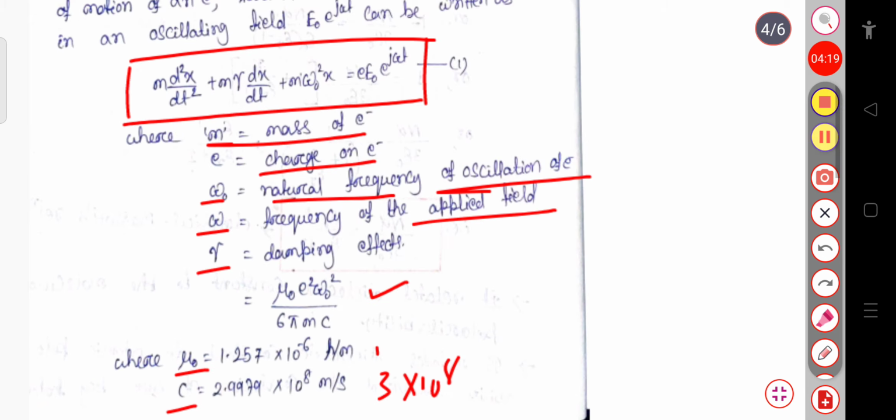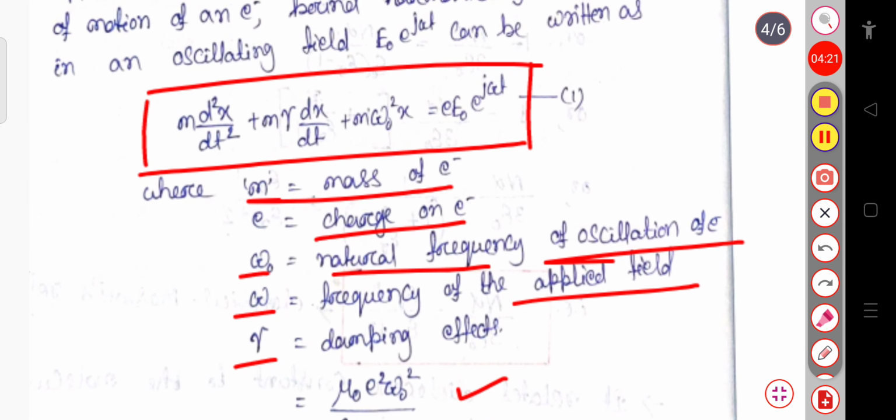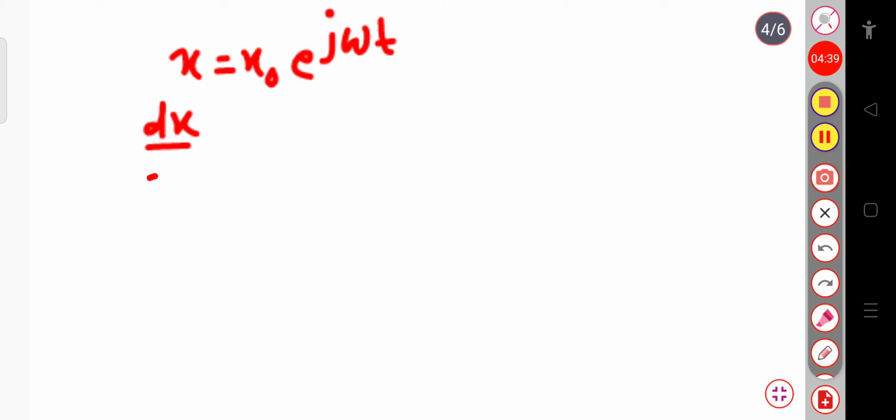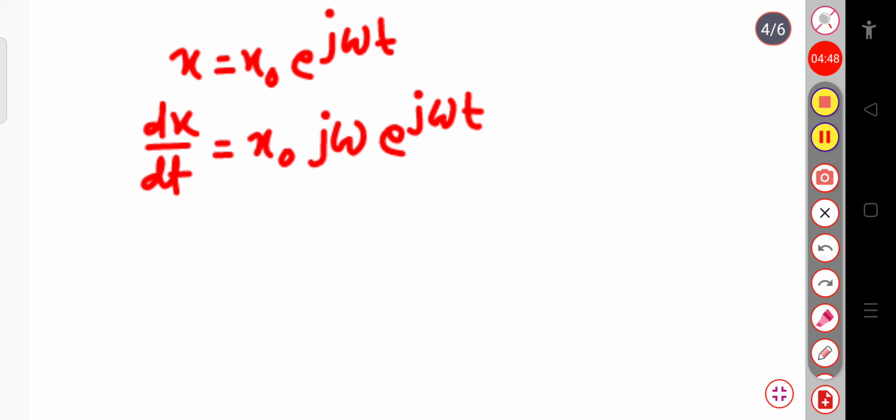Now for this equation, if I write directly the solution to equation 1, the solution will be x equal to x naught exponential j omega t. This is the solution of that equation. Now if I take the first order derivative with respect to t, dx by dt will be equal to x naught j omega into exponential j omega t, because the derivative of exponential j omega t is itself exponential j omega t, and the derivative of j omega t is j omega.